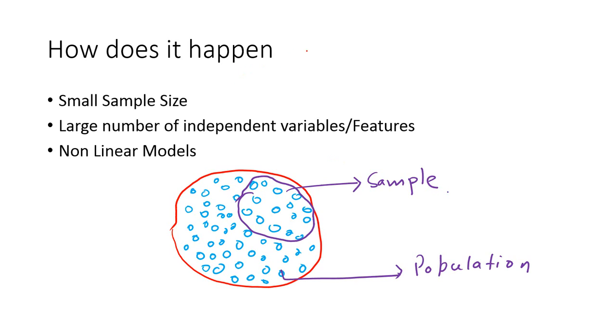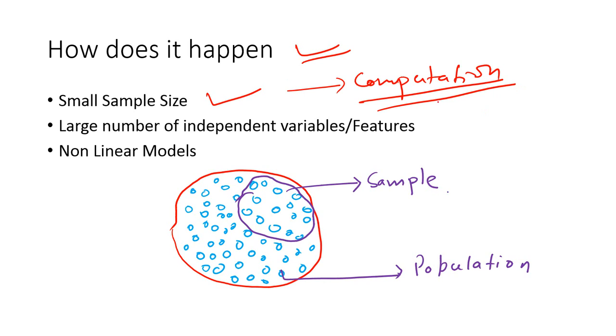So how does it happen? Why do you face such a problem while building statistical models? Well, it could happen for a variety of reasons. One of the reasons is having a small sample size. Many times you go ahead with a very small sample size to avoid computational problems, because if you have a larger sample size, you will have the problem of high computational time. So you go ahead with a smaller sample size, and that could be an issue.